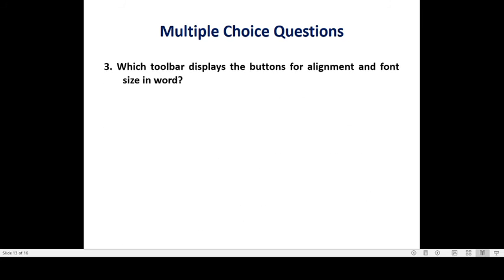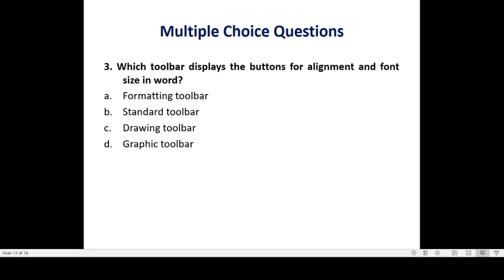Next question: which toolbar displays the buttons for alignment and font size in Word? Option A, formatting toolbar. Option B, standard toolbar. Option C, drawing toolbar. Option D, graphic toolbar. Correct answer, option A, formatting toolbar.